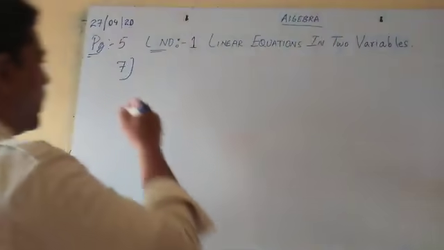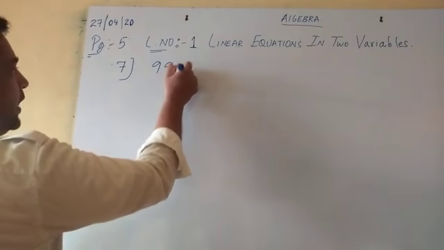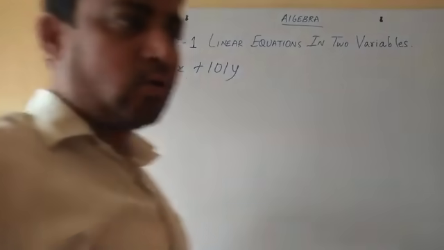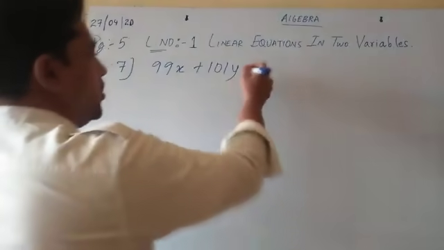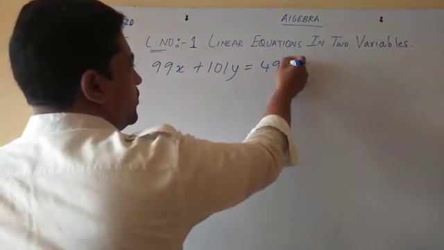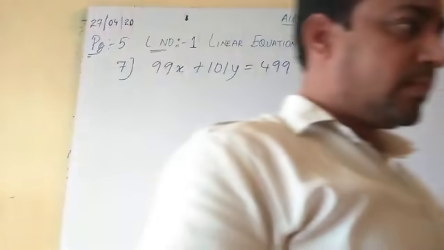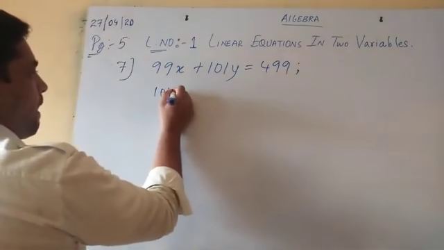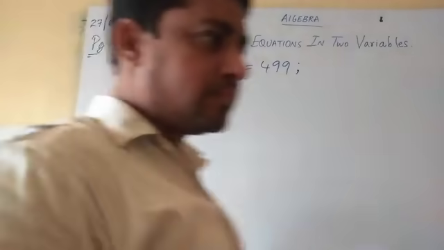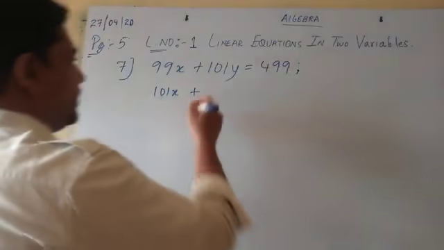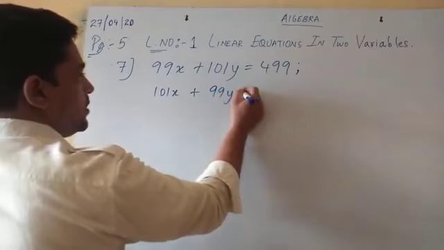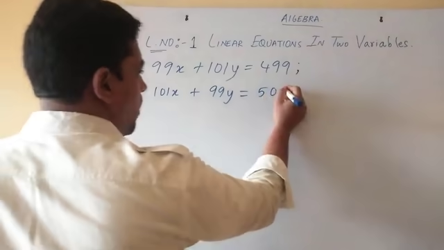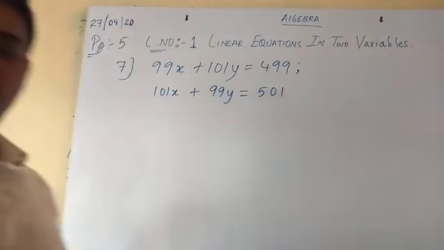99x plus 101y is equal to 499. Here we will have 2 steps extra for this sum because we will do the 4-step method. Next, 101x plus 99y is equal to 501. Okay, so these are your two equations.